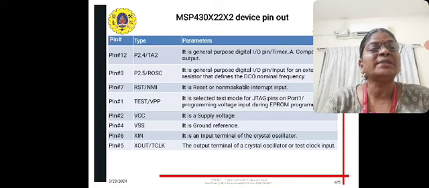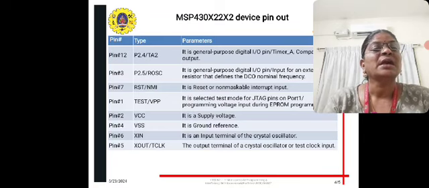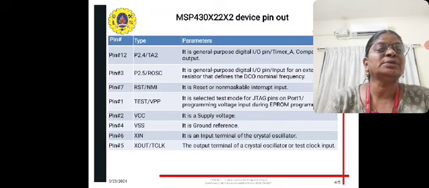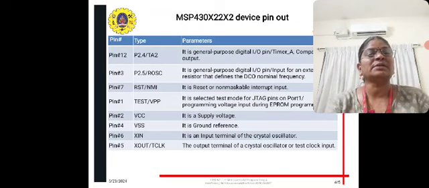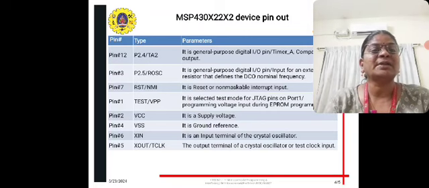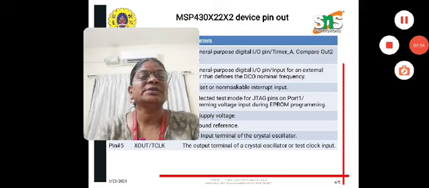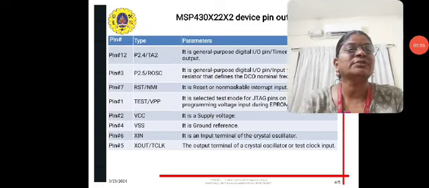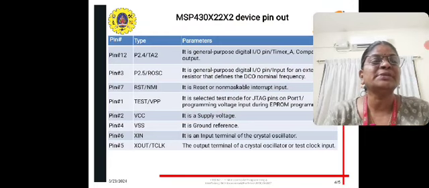And pin 1 is selected as a test mode for JTAG pins on ports, and programming voltage input during PROM programming. And pin 2 is the supply voltage, which is used for VCC, VSS, the supply and ground reference. VCC we know is the supply, and VSS is used for the ground supply. So these are all the pins of MSP430.